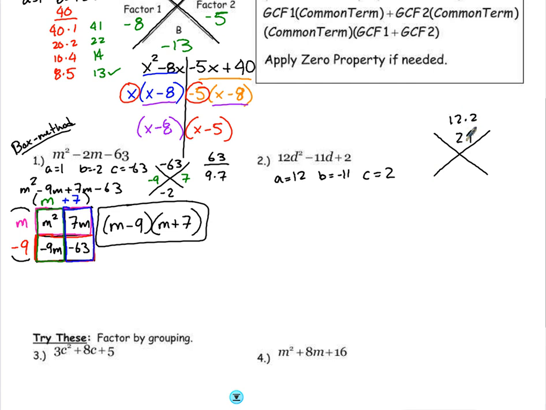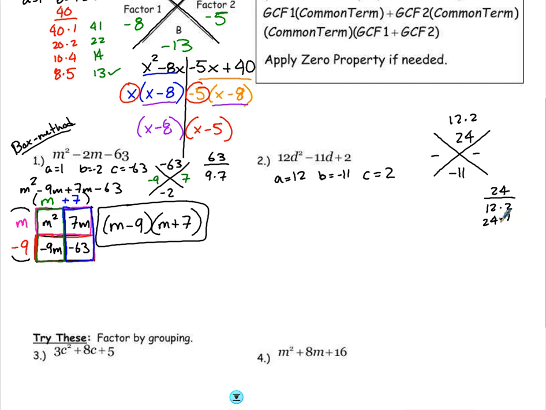B is a negative 11. So since the AC product is positive, I know that the signs have to be the same for my factors. And since this is negative, I know they both have to be negative. So I need to think of two numbers that multiply to 24, but add up to 11. Obviously we know there's 12 and 2, and 1 and 24. But when I look at their sums, neither of them add to 11. So we've got to look at some other numbers that you could use.